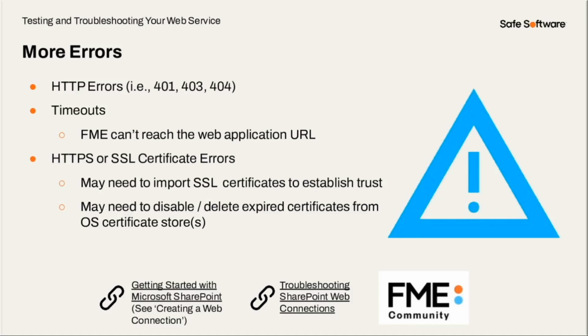Always make sure you can get into SharePoint outside of FME. That's pretty important. Check with your networking team: do they have firewall rules that are preventing the connection? There are also some HTTPS and SSL certificate errors you can hit. You may need to, on FME Flow or FME Form, actually import SSL certificates to establish trust. You'd import those from your SharePoint site, and you may need to delete expired certificates from your operating system certificate store. There might be some invalid intermediary certificates there.